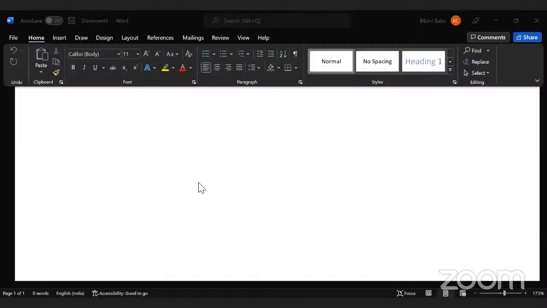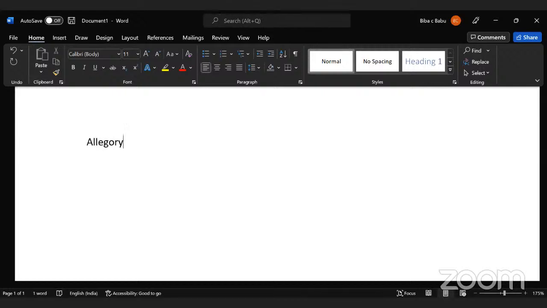Can you see the screen? I mean, it's just a blank word screen. Can you see it? Yes, ma'am. Okay, cool. So I'll just type out the words that we are going to deal with now. So the first word is allegory.